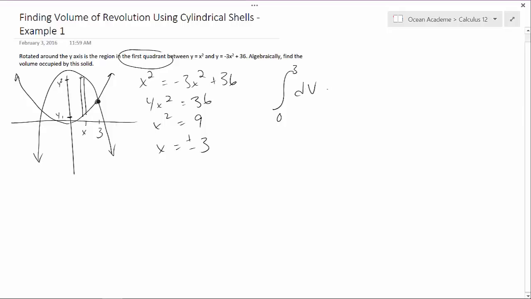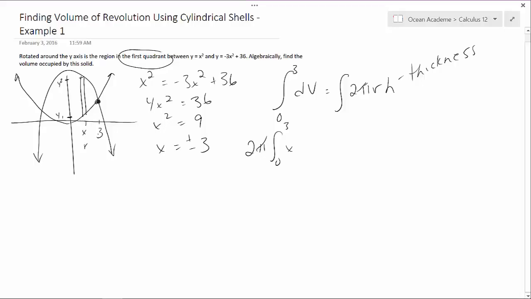And we're finding volume. So we know that volume would be 2 pi radius times h would be the thickness. So in other words, we could rewrite this as, we'll pull out the 2 pi, and that's limit from 0 to 3. And then instead of r, we're going to put our x. That's what this represents here. That's our r is our x.